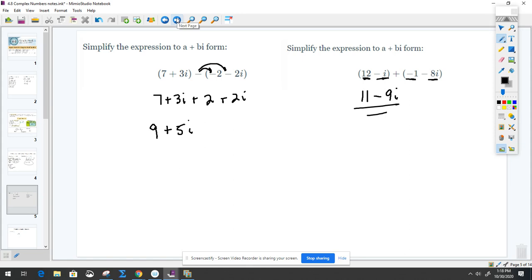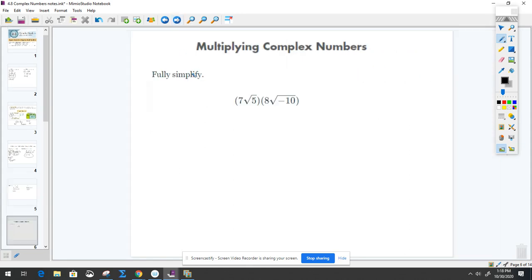Okay, so there's adding and subtracting. Next thing we're going to do is multiply these numbers. So to multiply, we multiply the numbers on the outside with the numbers on the inside. So I have this 7 times 8, which is 56, and then 5 times negative 10, which is negative 50.